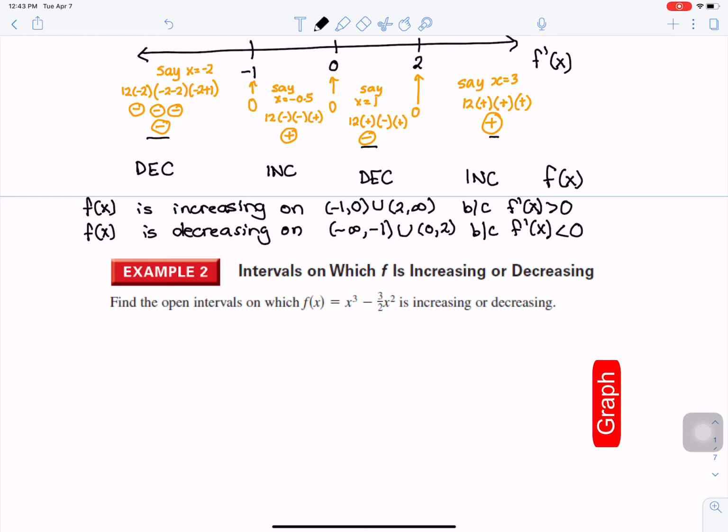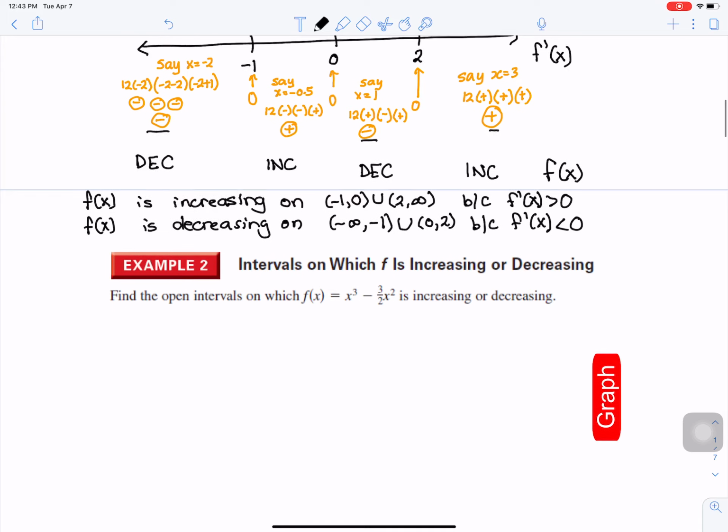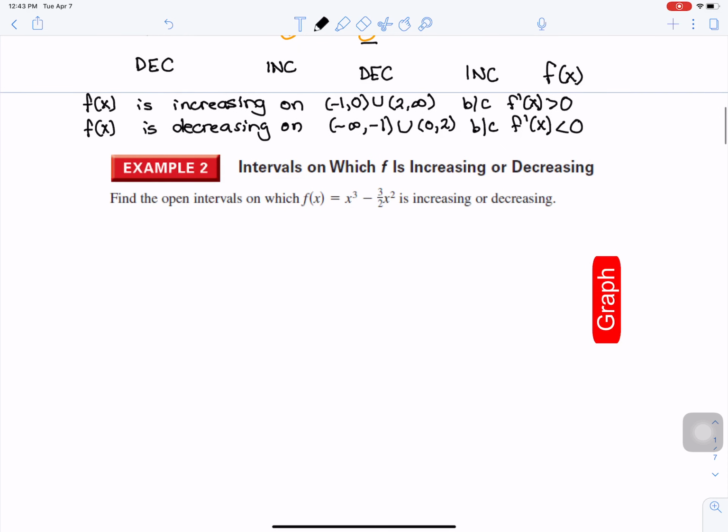So all the stuff that I've written in orange here represents the value of the derivative, whether it's positive or negative. Okay, find the open intervals, so they're going to be always open, where the function is increasing or decreasing. I know that relates to my first derivative. So I take my first derivative, 3x squared minus 3x. I'm going to bring down the 2x, and then you'll see that the 2's will cancel out. So I factor out a 3x, and I'm left with x minus 1.